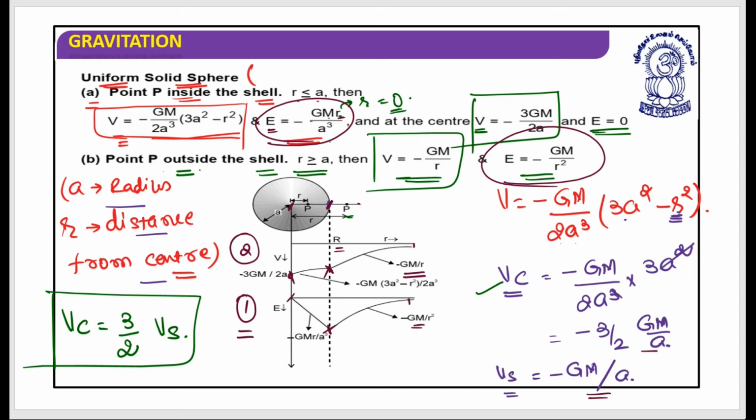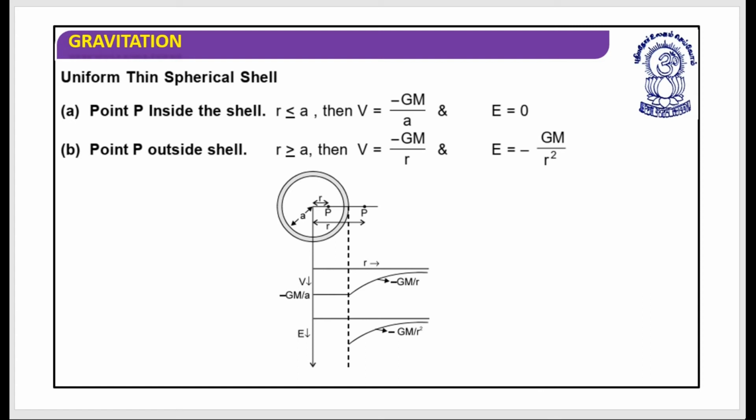Great. Now let's look at this. This is the second situation, where you do not have a uniform solid sphere, but a uniform thin spherical shell. Let's say this shell has a mass of M and a radius of a. So a is the radius. Again, we are using the same notation that we have used: a is the radius and r is the distance.